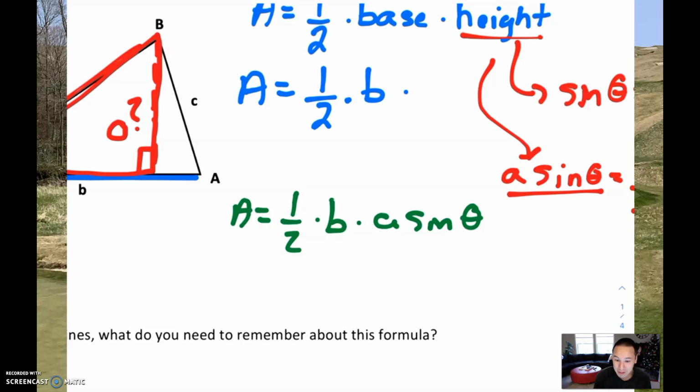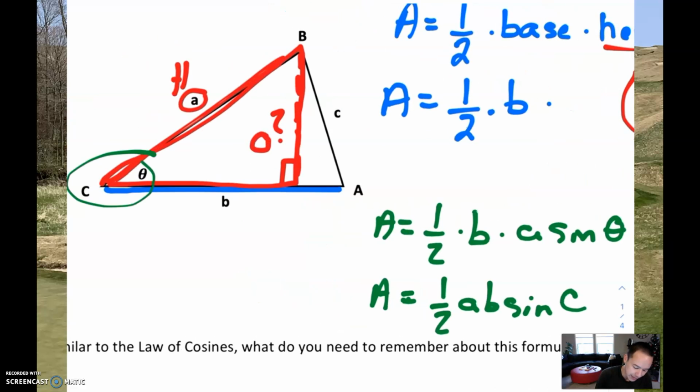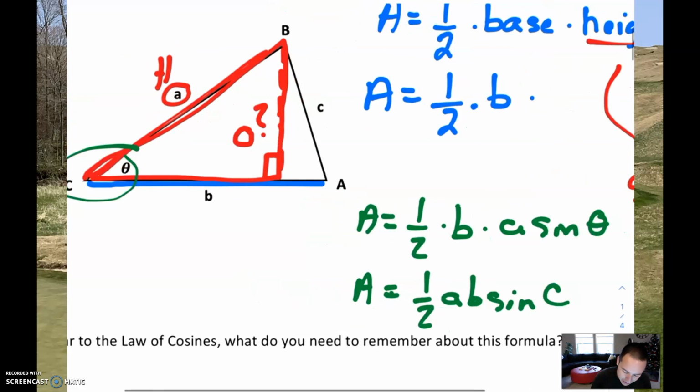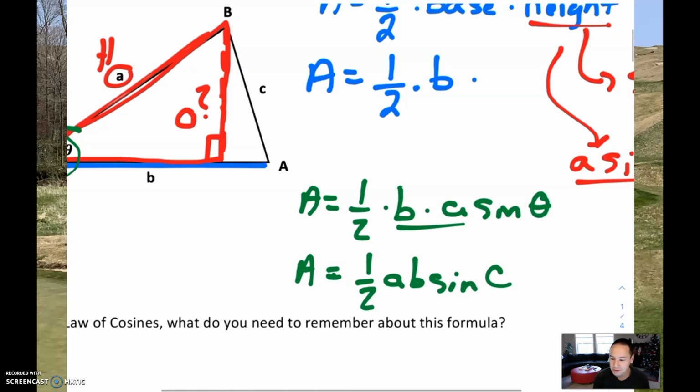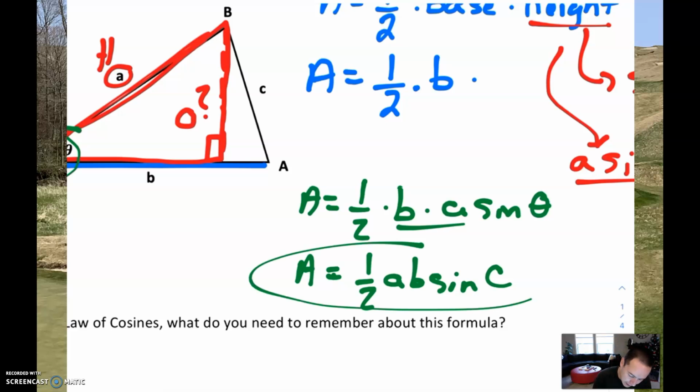And this is really close to the final answer. I'm just going to rearrange things to show you the way that you see it in a formula booklet. We get area equals 1/2 AB sine C. So that theta was just angle C, so I'm calling it C. And I rearranged the A and the B, so they're alphabetical. But that is the formula for the area of a triangle. And that will work for any triangle.